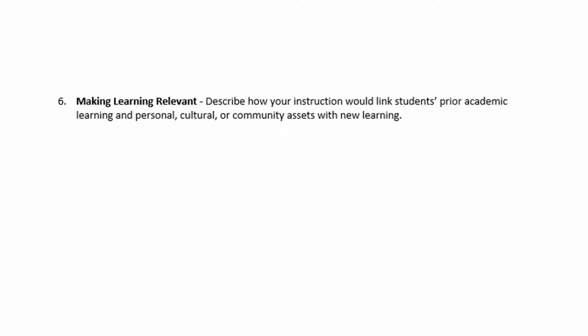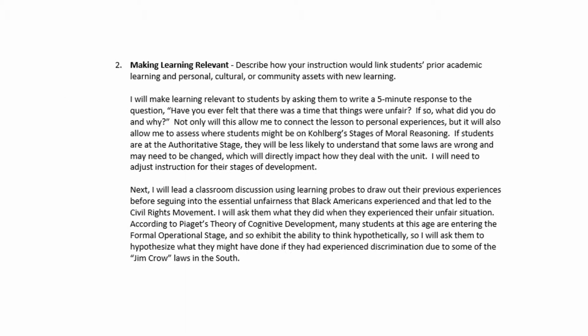The last prompt is making learning relevant. Describe how your instruction would link students' prior academic learning and personal, cultural, or community assets with new learning. So what might a response to this look like? I will make learning relevant to students by asking them to write a 5-minute response to the question, have you ever felt that there was a time that things were unfair? If so, what did you do and why? Not only will this allow me to connect the lesson to personal experiences, but it will also allow me to assess where students might be on Kohlberg's stages of moral reasoning.